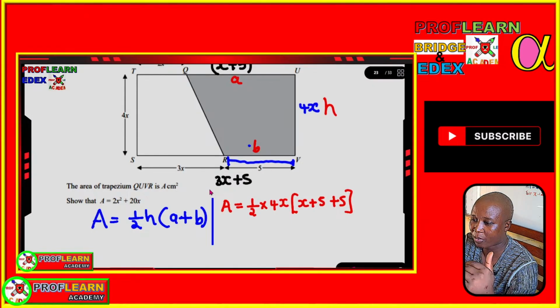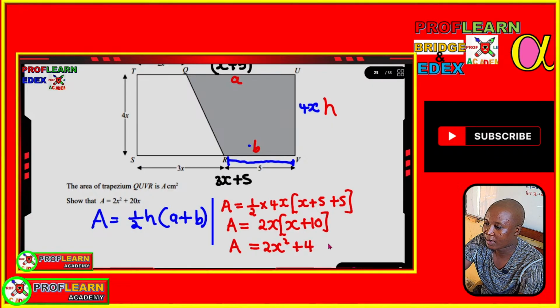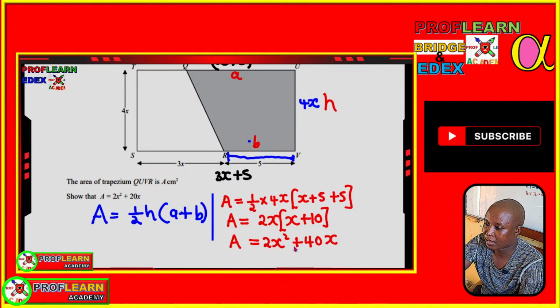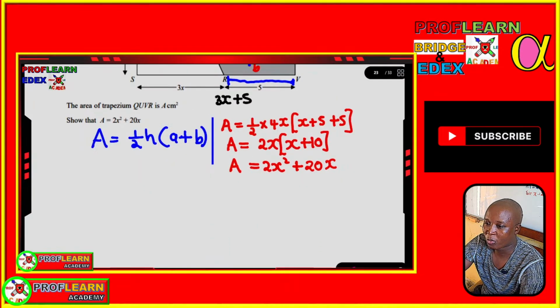So we can see our shorter side here is x plus 5, and the other one here is b. Which means that we can simplify this, and if we open the bracket, 2x times x will be 2x squared, and then plus 2x times 10, this is going to be 20x. And that is basically what we are going to have in this case. So in this question, you are supposed just to show that the area of that shape is that.